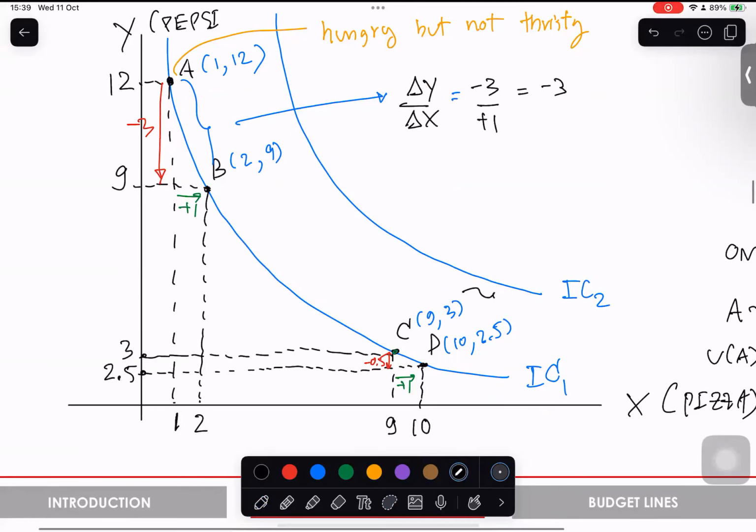And we want to compute over C and D as well. Delta Y over delta X. At this moment, he is almost full. We asked him his willingness to trade Y for X. He said, oh, if I have to, I want to sacrifice only 0.5 units of good Y for 1 unit of good X, minus 0.5.